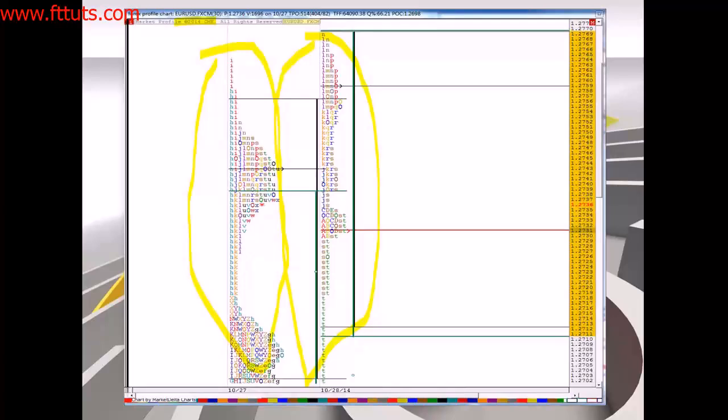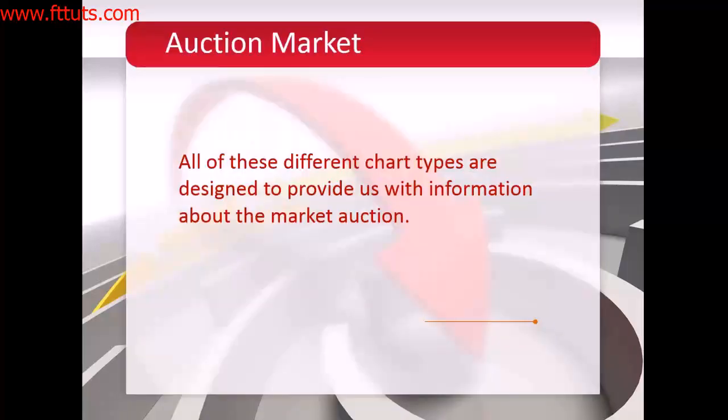Now, the one thing that is common to all of these different charts that we looked at is the fact that all of these different chart types are designed to provide us information about the market auction. This is a very important concept that many traders often overlook. That anytime you're going to trade in the financial market, you are going to trade in an auction market. And when you're analyzing any chart, you should have that in the back of your mind.